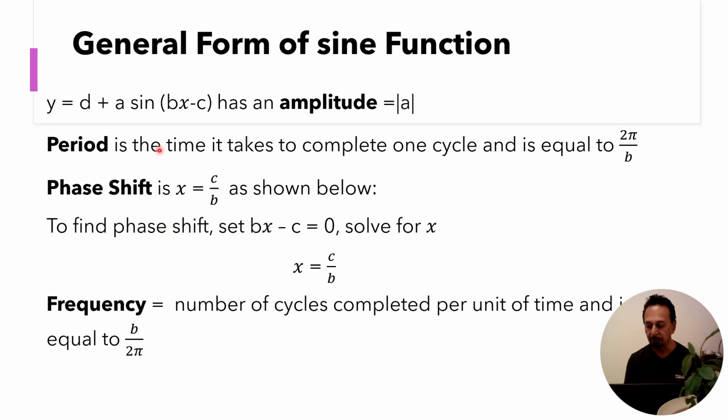So how do you get this one? Well, to find the phase shift, you set the argument of sine, which is bx minus c, equal to 0, and solve for x. You will get x equal to c over b. If c over b is positive, then you shift right. If c over b is negative, then you shift left. Frequency is the number of cycles completed per unit of time, and is equal to b over 2 pi.